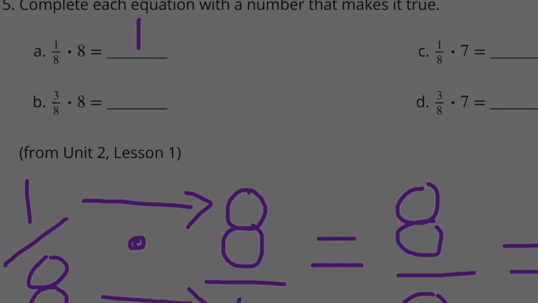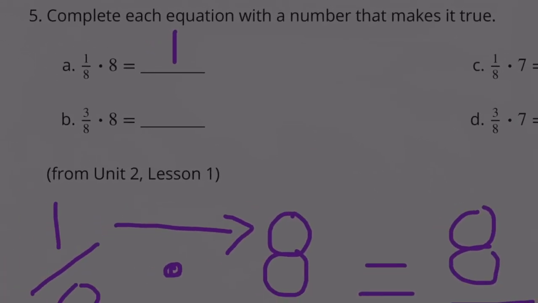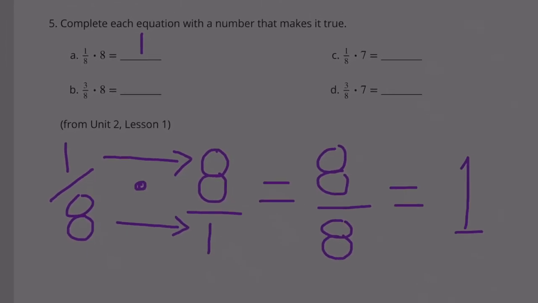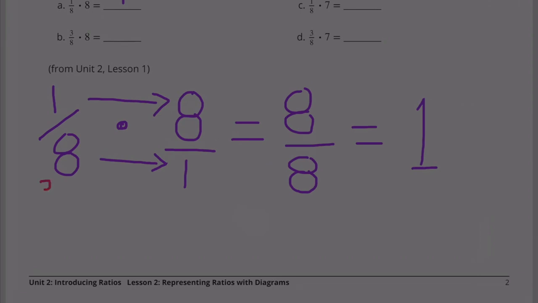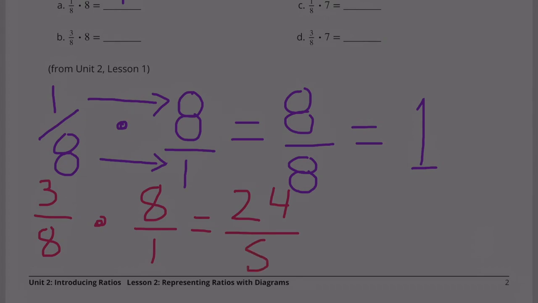1. So B, 3 eighths times 8. Well, that answer is just going to be 3 times bigger than the first one that we just did. If 1 eighth times 8 is 1, then 3 eighths times 8 would be 3. 3 times 8 is 24. 8 times 1 is 8. And remember, 24 over 8, or 24 eighths, is the same thing as 24 divided by 8. What is 24 divided by 8? 3. So we can put 3 up here.